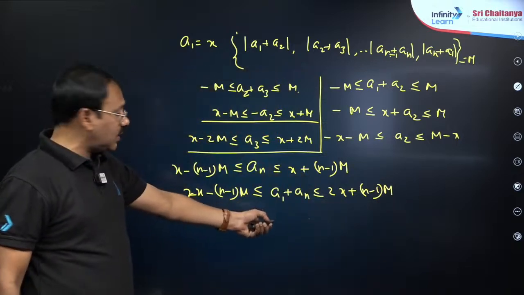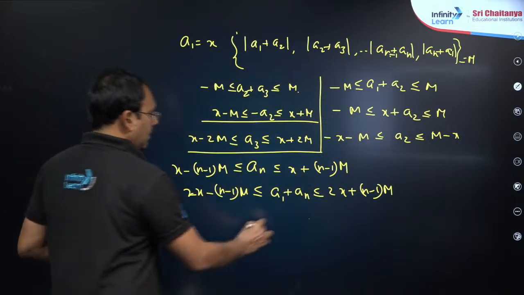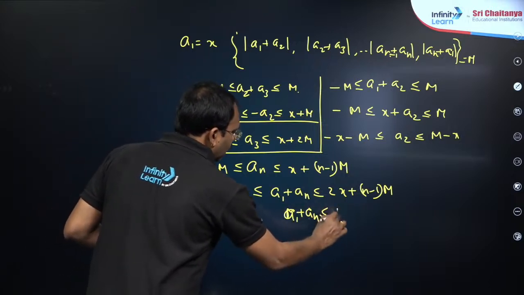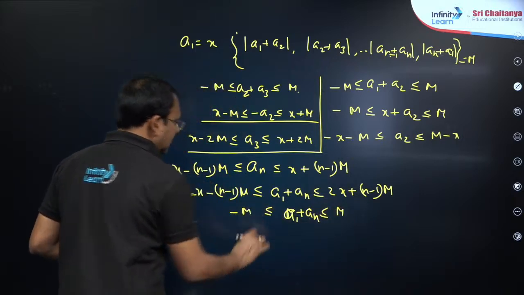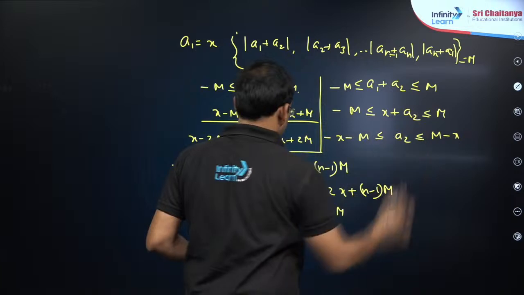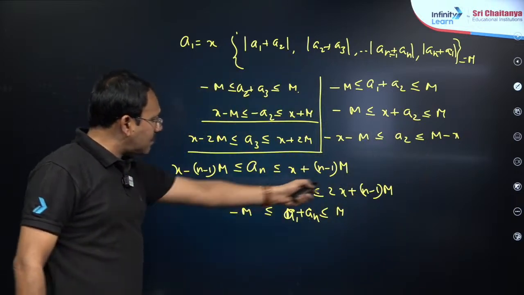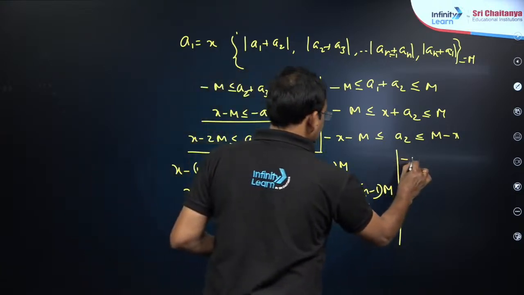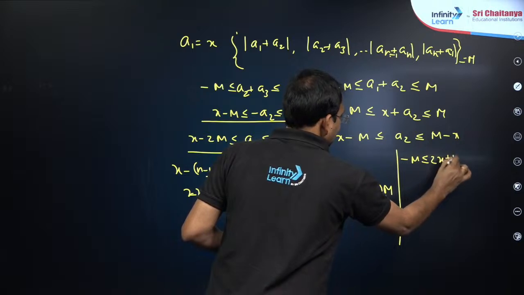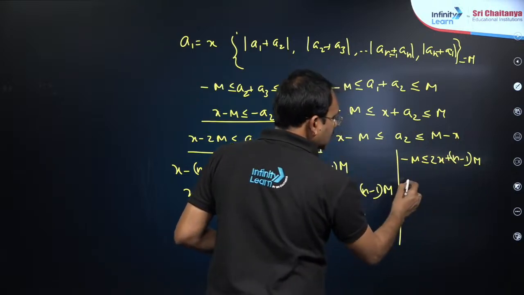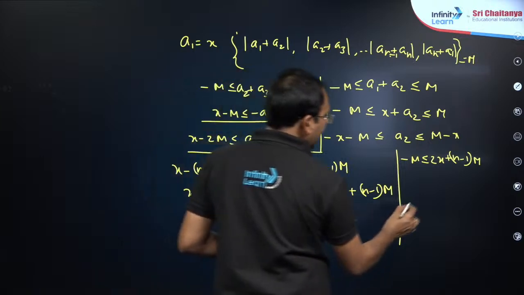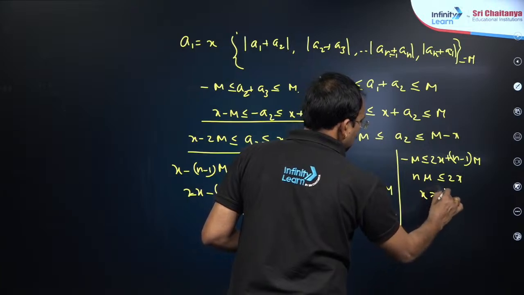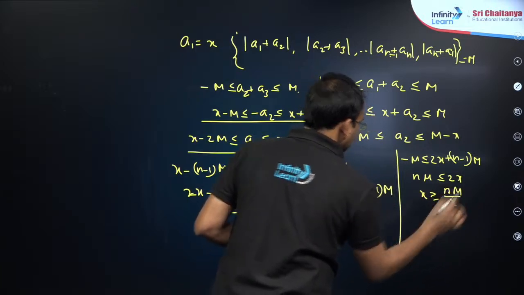But interestingly, we know that a1 plus an should also be between minus m to m, right? Because this maximum is m. So from this, my dear friends, minus m is less than or equal to this. The conclusion is this minus m must be less than or equal to 2x plus (n minus 1) into m, from which you will get nm less than or equal to 2x, so x greater than or equal to nm by 2.